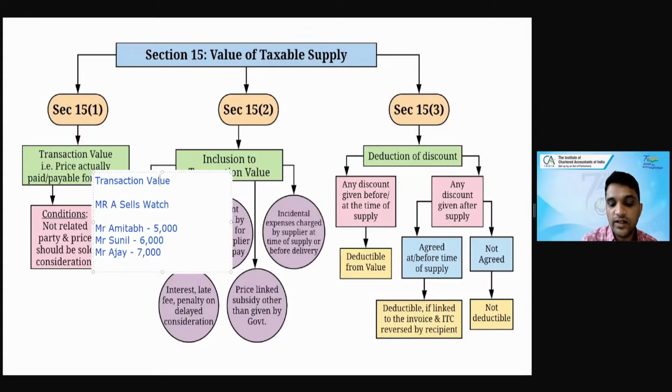So in this case, what will be the transaction value for the purpose of GST? This is determination of transaction value. We are determining what the transaction value is. Mr. A is selling a watch to Amitabh at 5,000, Mr. Sunil at 6,000, and Mr. Ajay at 7,000 rupees. So three persons he has sold to at three different prices. According to you, what is the GST transaction value in this case?